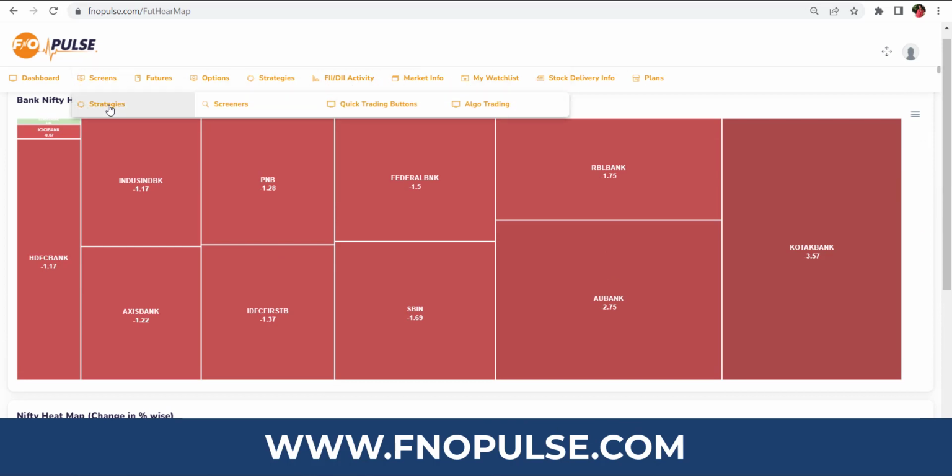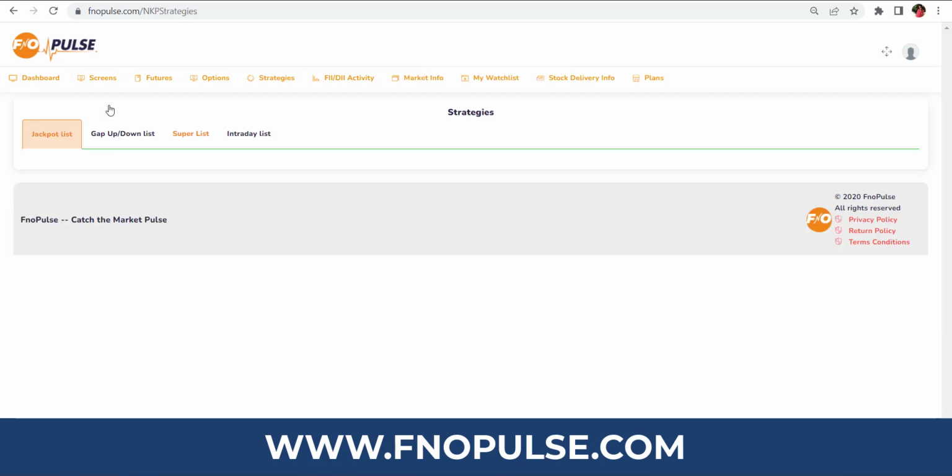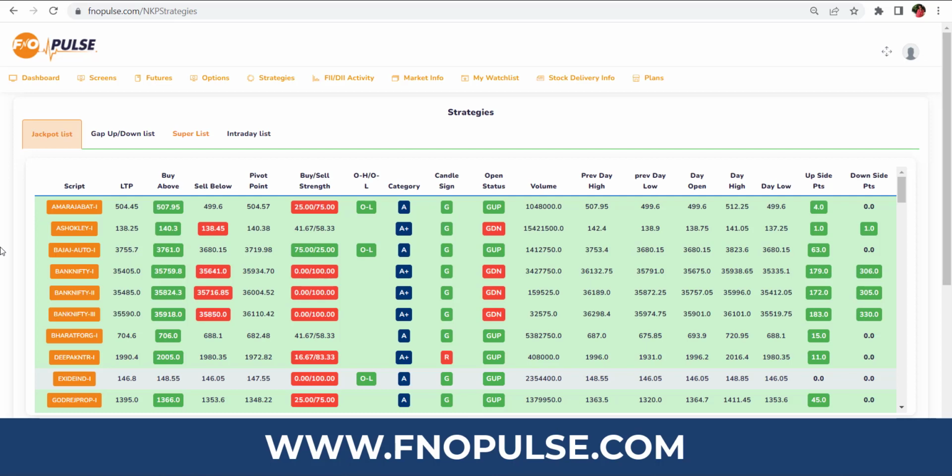Next, let's see about stocks. Here we are showing only futures. You can do intraday equity stocks also. For example, all these are future stocks. -1 means current month future, -2 means next month future, -3 means 4-month future. Like this, you can easily identify your market.